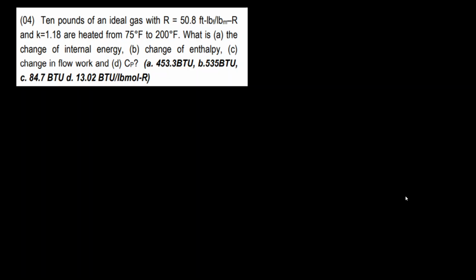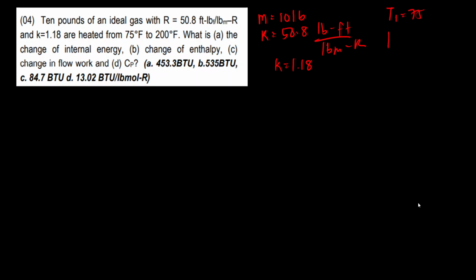Okay, so 10 pounds of an ideal gas, so meron tayong mass na 10 pounds, meron tayong R na 50.8 feet pound force per pound mass Rankine, meron tayong k na 1.18, meron tayong T1 na 75, meron tayong T2 na 200. Ang hinahanap is change of internal energy.